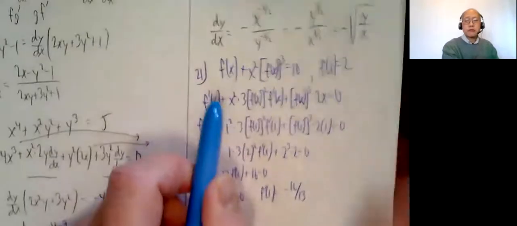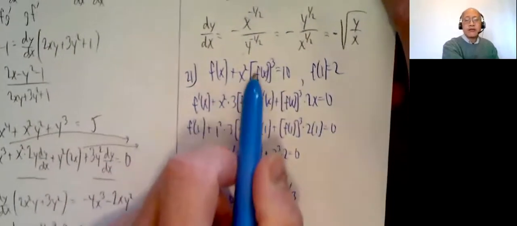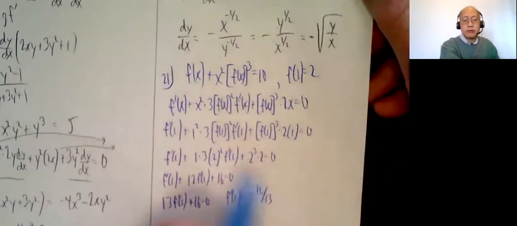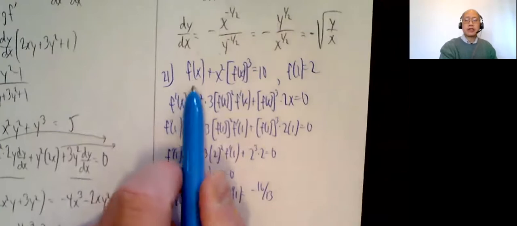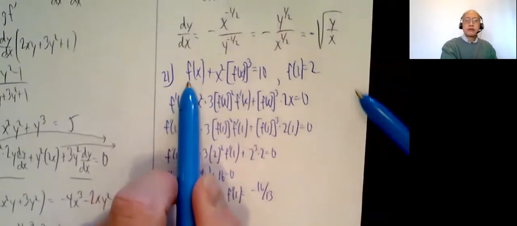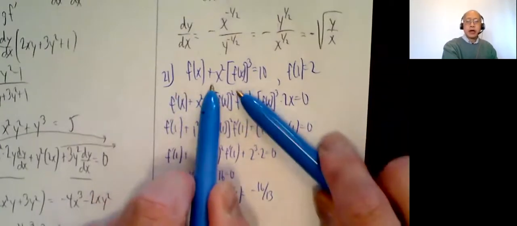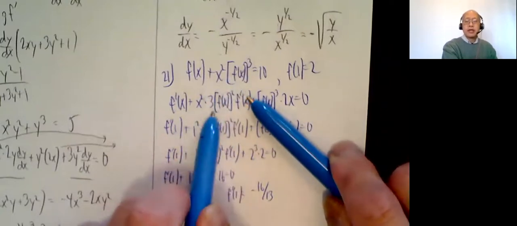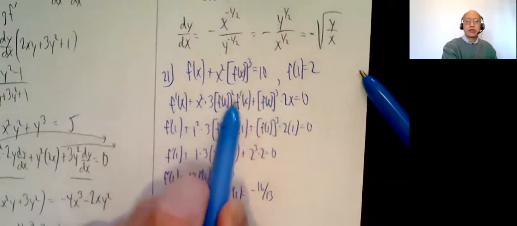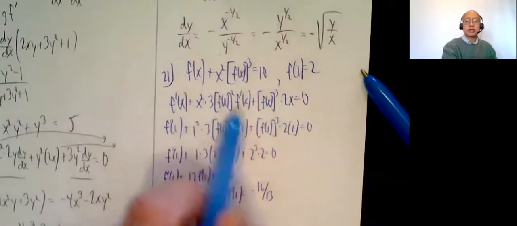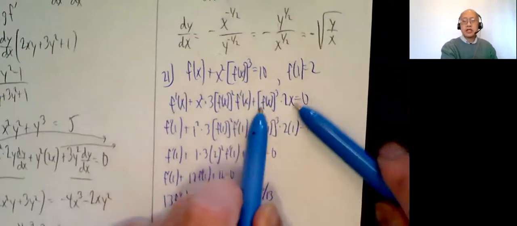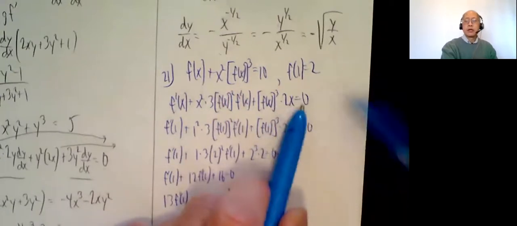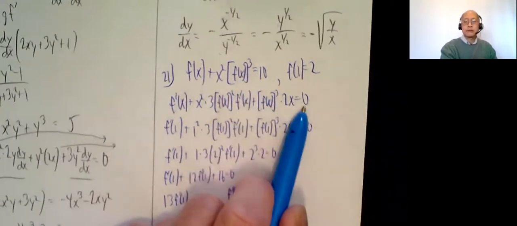Okay, then 21, f of x plus x squared times f of x cubed equals 10. Say f of 1 equals 2, find f prime of 1. Okay, so first I differentiate implicitly. Derivative of this is f prime of x. This is a product rule. First times derivative of the second, so x squared times 3 f of x squared, then by the chain rule times the derivative of the inside, f prime of x, plus the second function, f of x cubed, times the derivative of the first, derivative of x squared is 2x, equals the derivative of 10, which is zero.